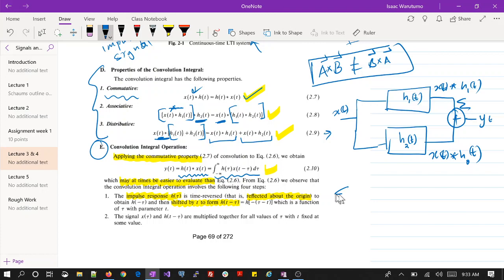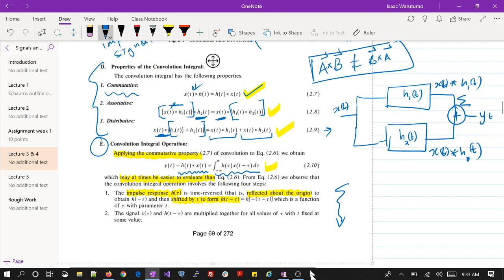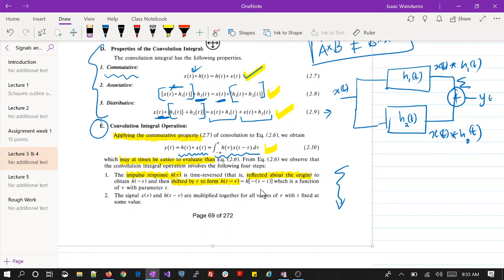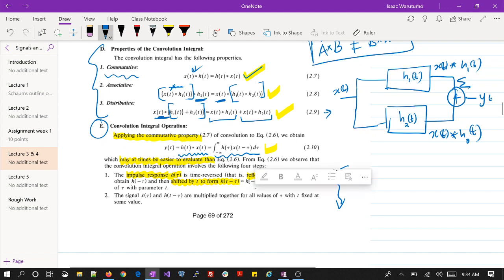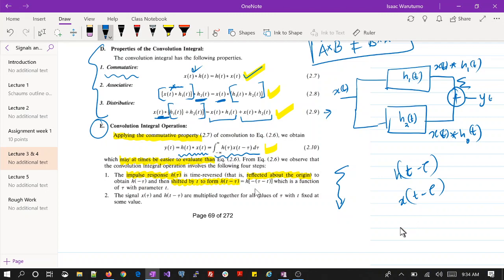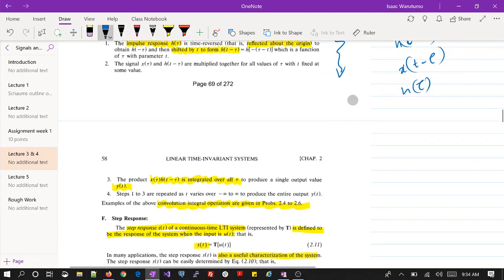And there are some properties here that are worth looking at, and they are just describing how you would physically or graphically resolve the value of h of t minus tau, but vis-a-vis if you are looking for x of t minus tau vis-a-vis h of tau. So these properties are just describing how you perform that operation, and it is more or less what we have already described in the previous section.